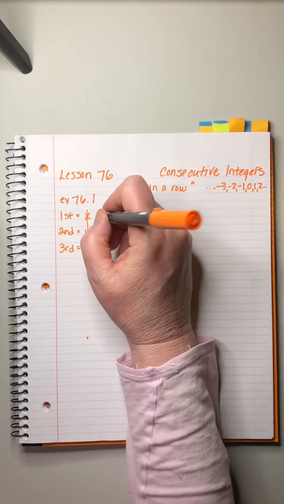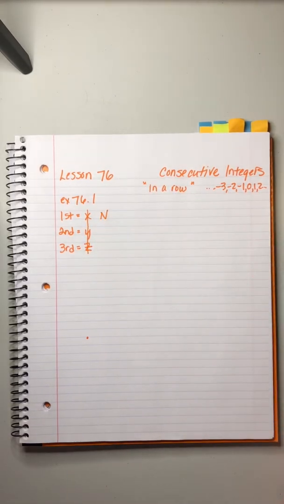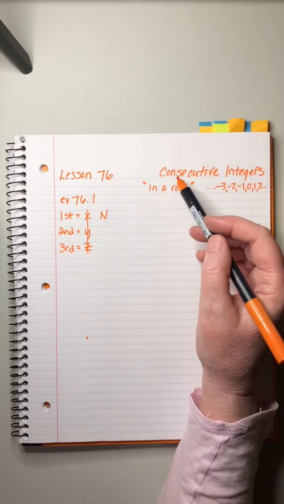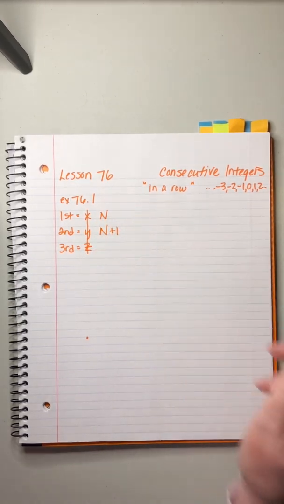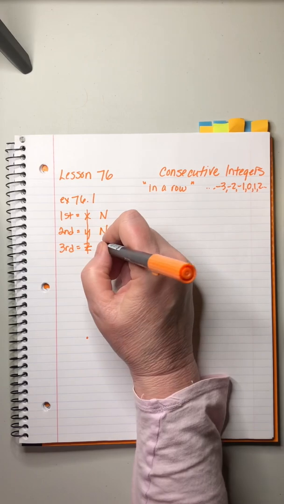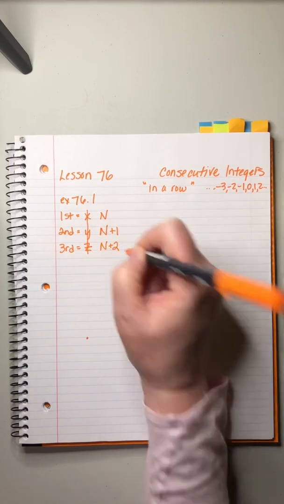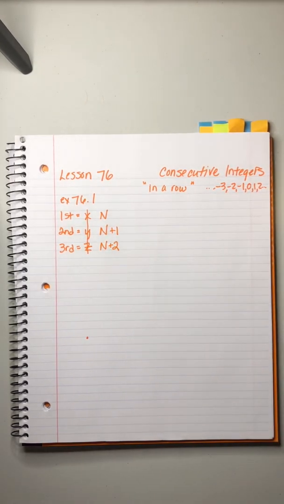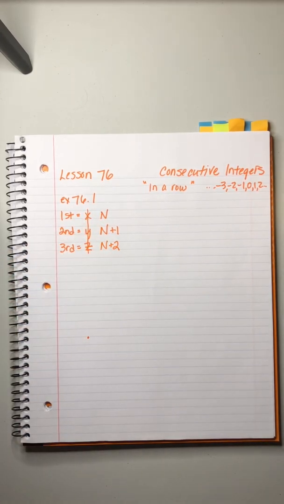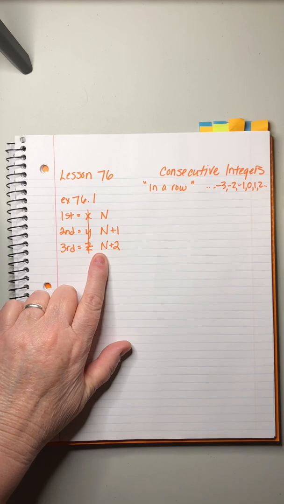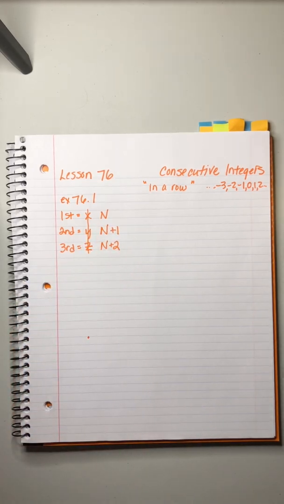What we're going to do is we're going to call the first one N, short for number. Then, because we know that they're in a row, we're going to say that the next one is N plus 1, and the third one is N plus 2. Aha! Now what we've done is we've built a system of variables that will allow us to write just one equation, and we'll be able to solve it because we really only have one variable. And we've just done a little math here to make those work. So let's try this again.